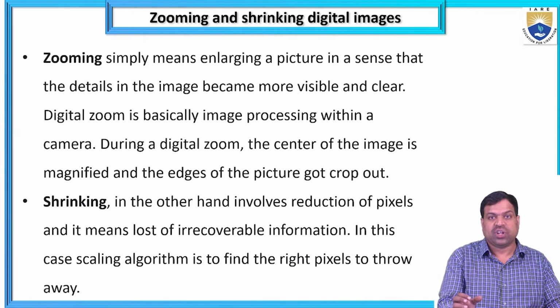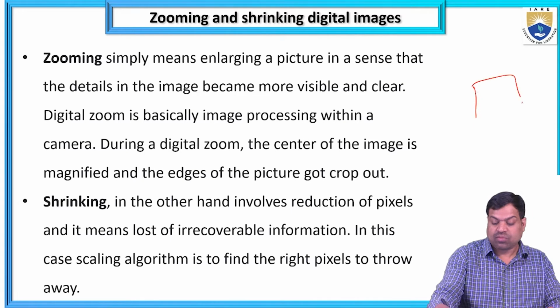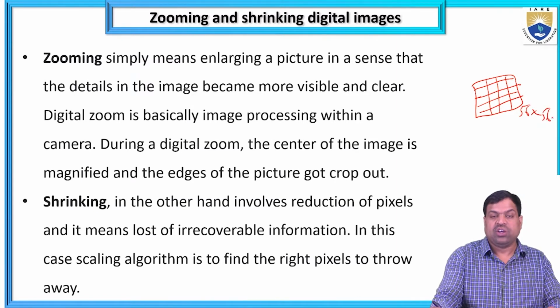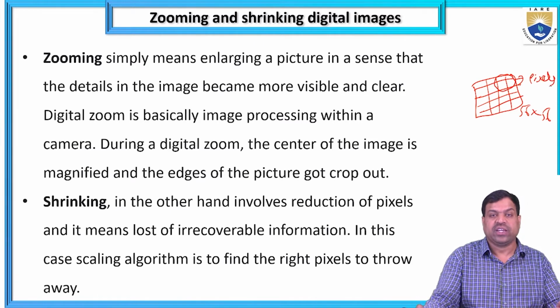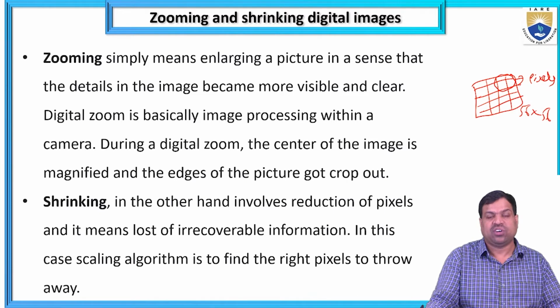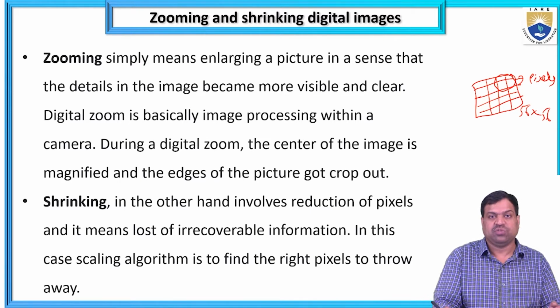Zooming means we are enlarging the image, so we are enlarging the pixels. Suppose my pixel grid is 56 by 56. If I'm enlarging the image, we are enlarging the pixels, so the pixel size is increasing. So what is the use of increasing the pixels? When we are increasing the pixels, we are applying the zooming.